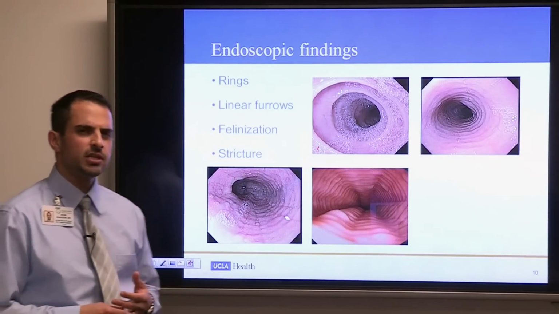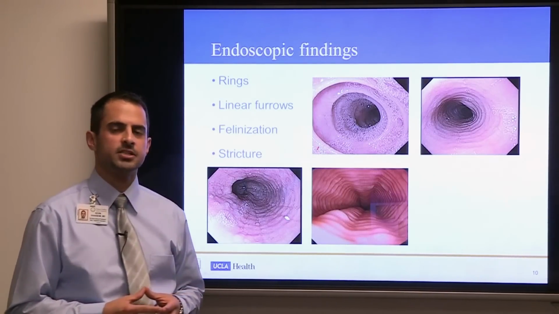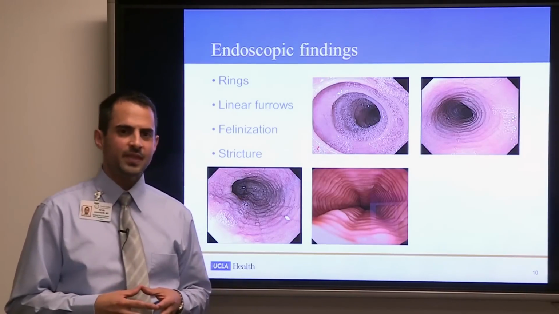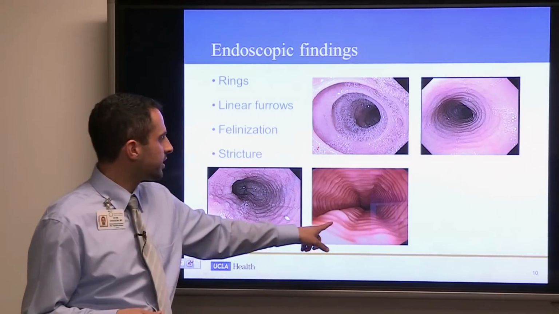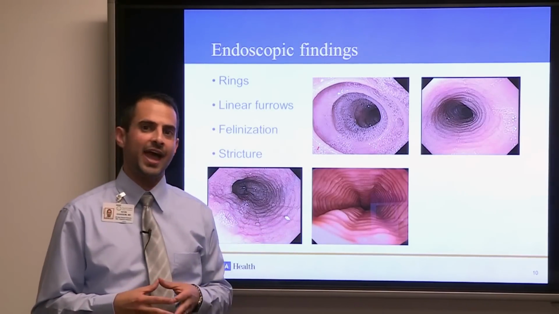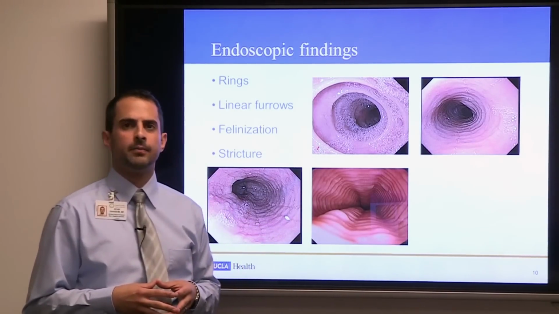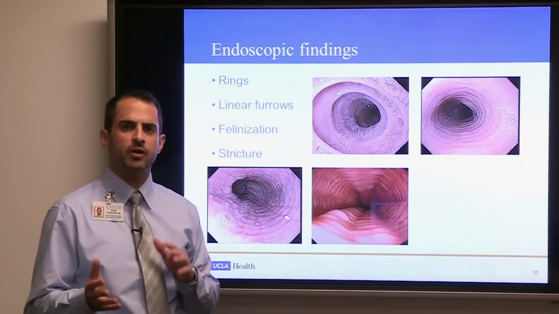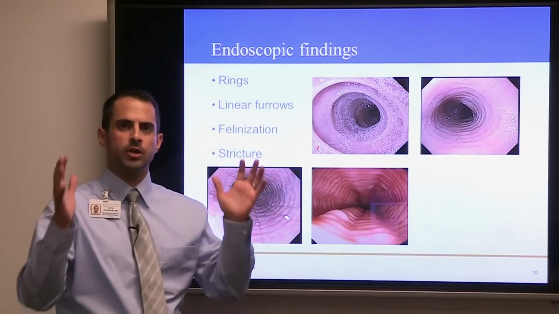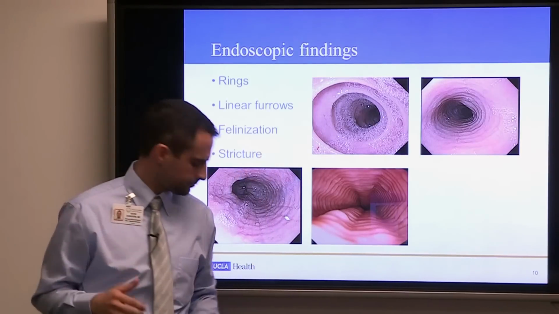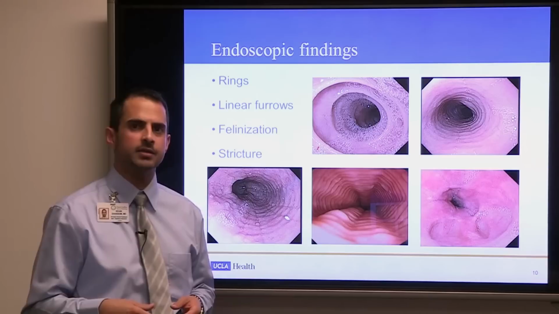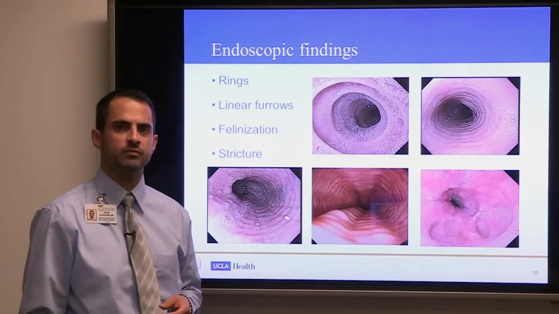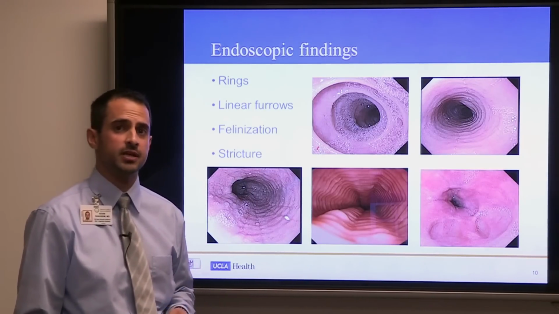Another finding, which is a little bit less common but interesting nonetheless, is what we call felinization. Felinization comes from the idea that this picture right here is what we see if a cat has an endoscopy. And this is something that occurs temporarily and then can go away, almost like an accordion collapsing and then expanding.